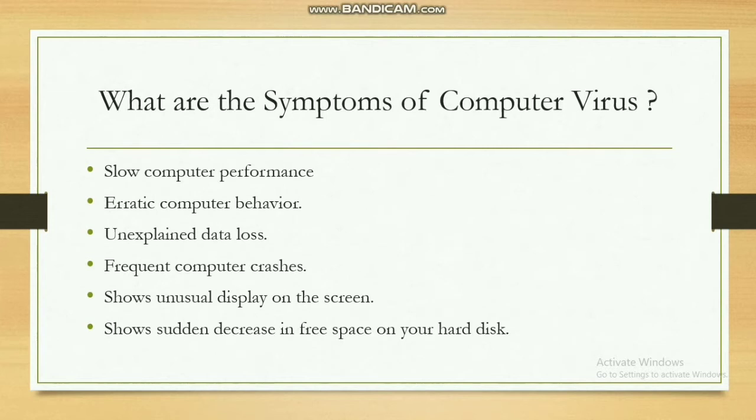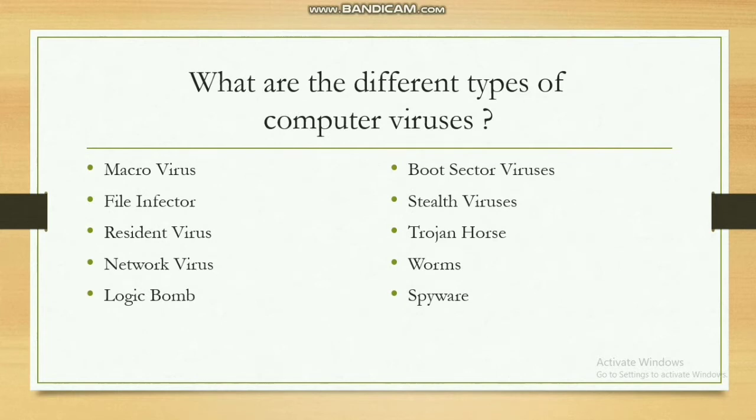Once again, what are the symptoms of a computer virus? Slow computer performance, erratic computer behavior, unexplained data loss, frequent computer crashes, unusual displays on the screen, and a sudden decrease in the free space on your hard disk. These are the symptoms of a computer virus. That means if any of this happens with your computer, it shows that your system is infected with a virus. And how are viruses classified, and what are the different types of computer viruses?